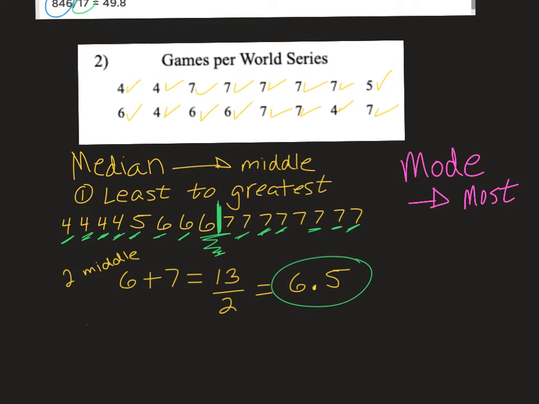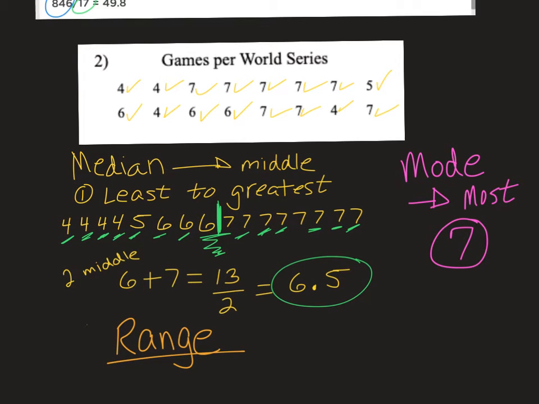Well, I think it's pretty obvious from our list of numbers, isn't it? Clearly, we have a lot more 7s than we do anything else. So the number that turns up the most is the number 7. And then last but not least, the last thing that you're going to be asked to find on your classwork today is the range of a set of data.